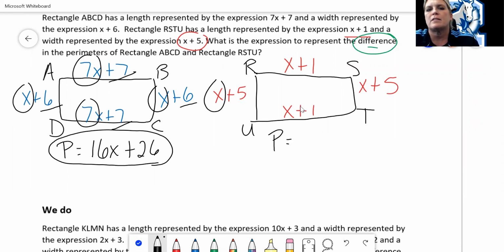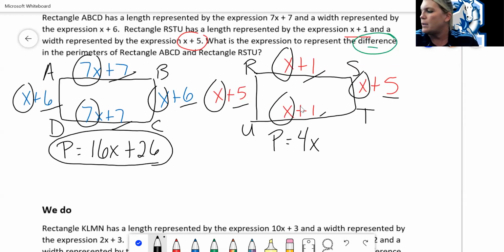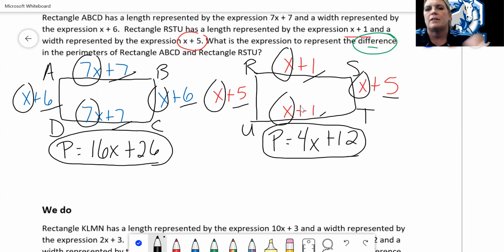Let's add up all our x's. 2, 3, 4, 4x. And then 5, 1, 5, and 1. Add those all up, and that gives us 12. So it's plus 12. All right, we found our two perimeters. Now we need to find the difference.